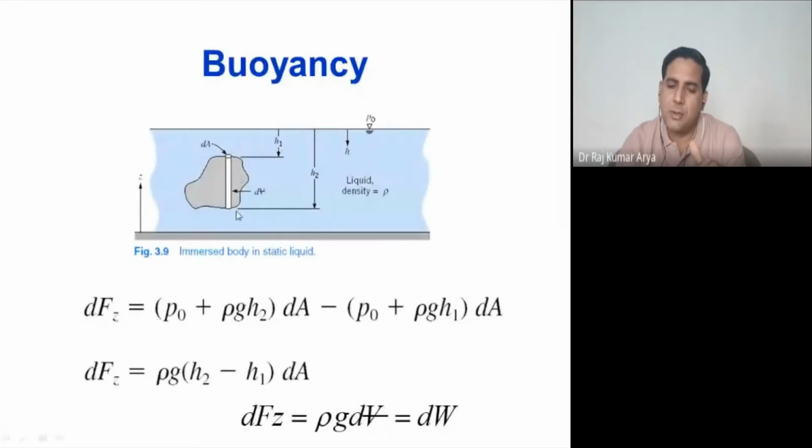Now, what about the bottom part? The bottom part is h2 distance down, so you can calculate the pressure at this point. The pressure would again be rho g h2, and if you want to add atmospheric pressure, you can add P naught here. So you have pressure multiplied by the area dA again. That is the force on the upside also.